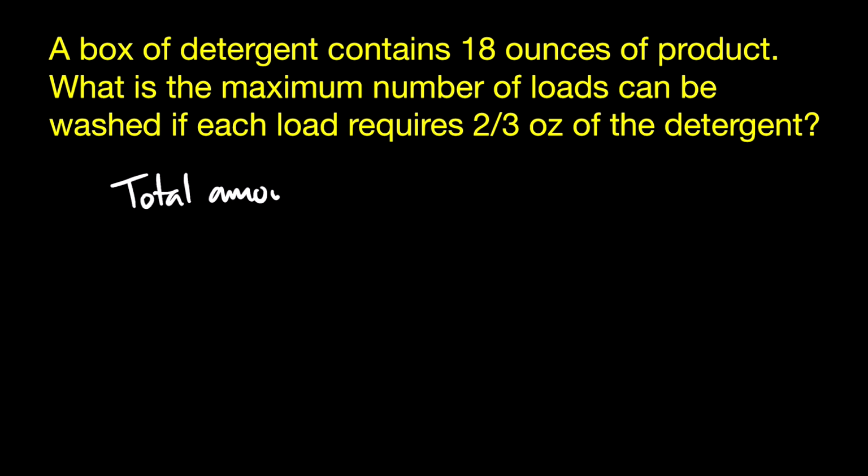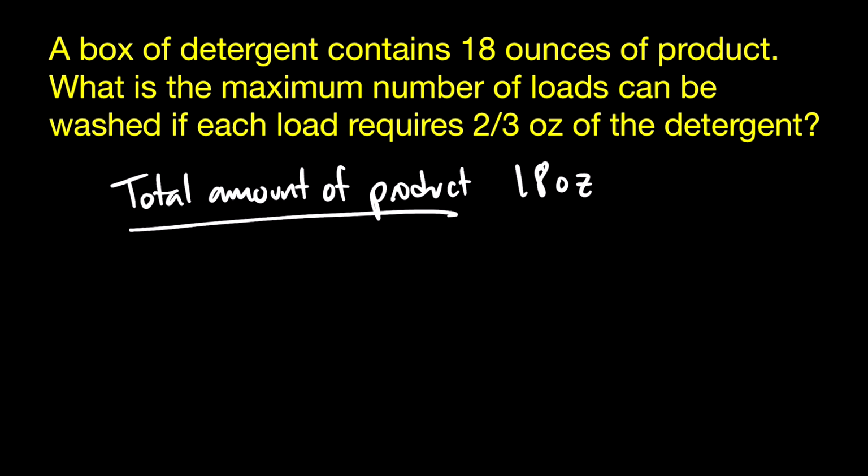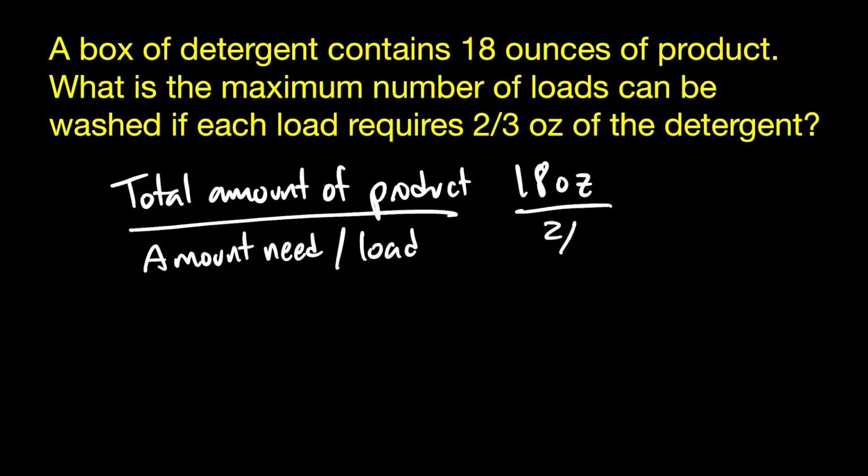All right, so to find the answer, what you would do is take that total amount of product, which is 18 ounces, and then divide it by the amount that you need to do one load of laundry. Okay, which they're telling us is 2/3 of an ounce of detergent.